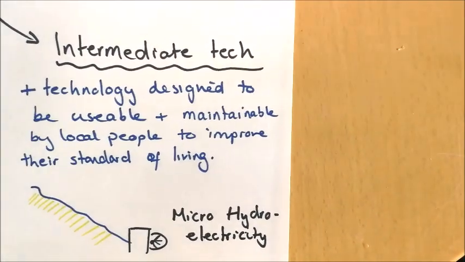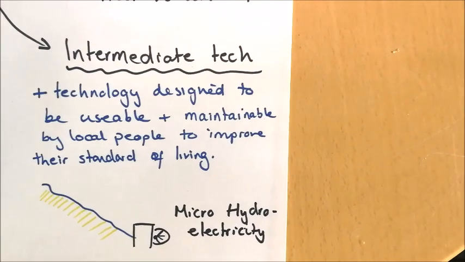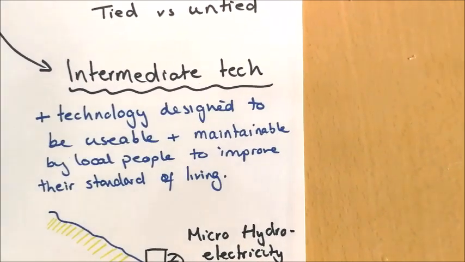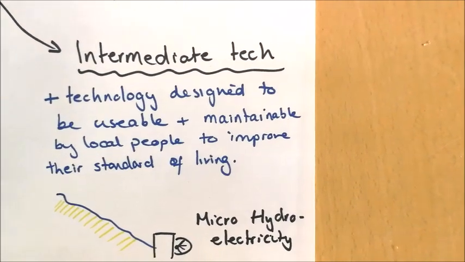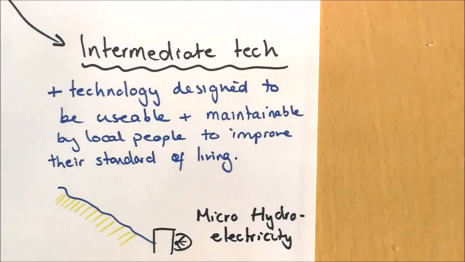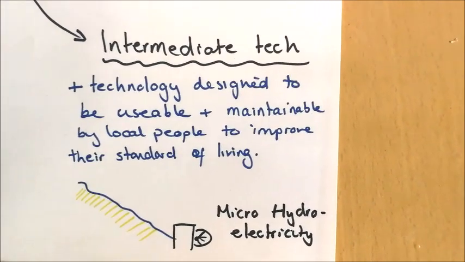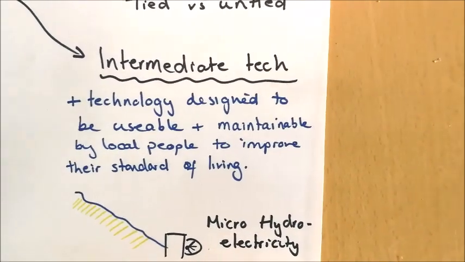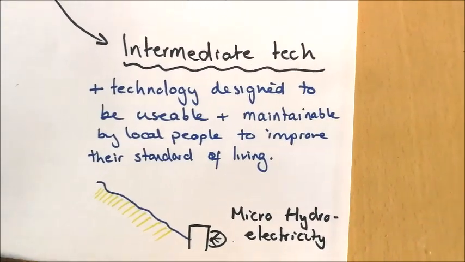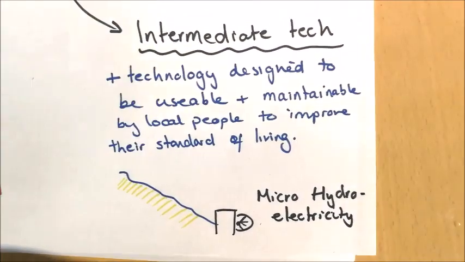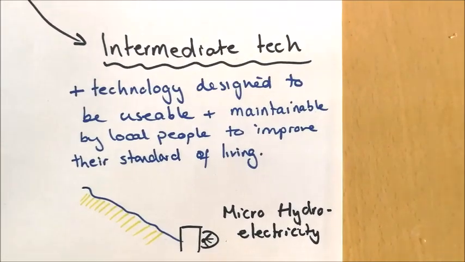Okay? The idea behind this is to provide low-income countries with technology that can be designed to be usable and maintainable by local people in the low-income country, but still improve their standard of living. For example, there's no point giving them incredibly high-tech facilities that they are not trained to use or cannot maintain, very expensive to run, very expensive to fix. The idea is that these technologies should fit in with their traditional lifestyles, but provide them with a way of improving their standard of living.